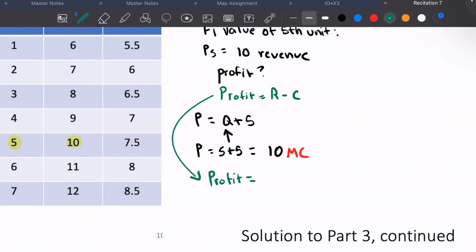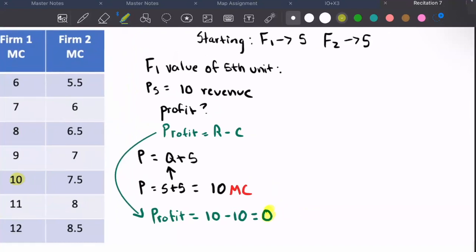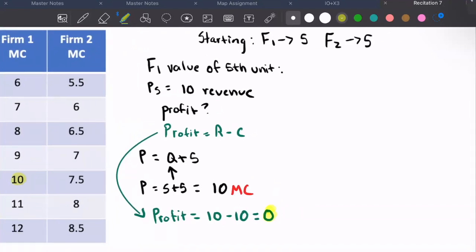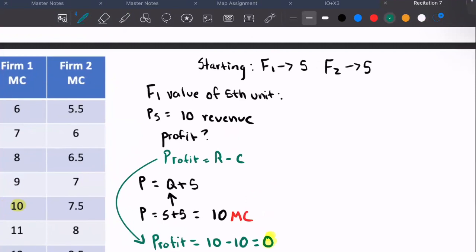So firm 1's profit for their 5th unit is going to be 10, which is what they receive, minus 10, which is what that's going to cost them. That's going to be 0. So the 5th unit is going to be worth $0 to firm 1. What that means is that firm 1 would be willing to sell their 5th permit, or their 5th ability to create a 5th unit, for any price above 0.